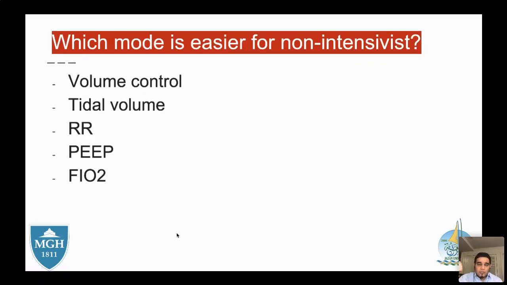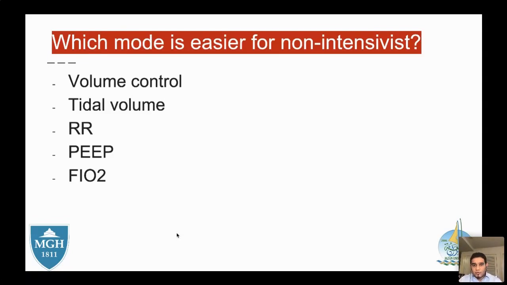When we start talking about APRV, a pressure control mode, SIMV, or a volume control mode for a non-intensivist, we recommend they start with volume control, because in this setting it's really easy to understand and troubleshoot, but also at the same time able to adjust the vent. These are the things you should do after you choose the volume control mode.